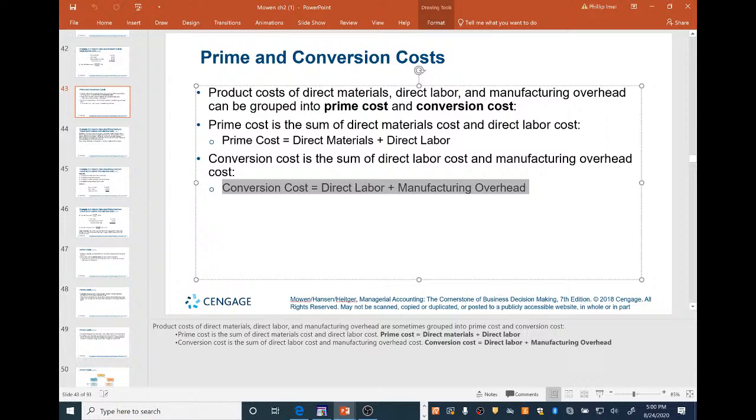So once again, prime cost: direct materials, direct labor. That's primarily what you have to have, right? Then for the conversion, what does it take to convert that raw material to an actual product or a good? Well, then we're going to have direct labor and manufacturing overhead to take those direct materials and convert them into a good. Makes sense? Everyone good on the prime cost and conversion cost?